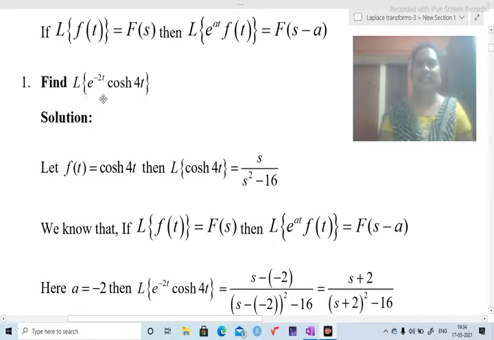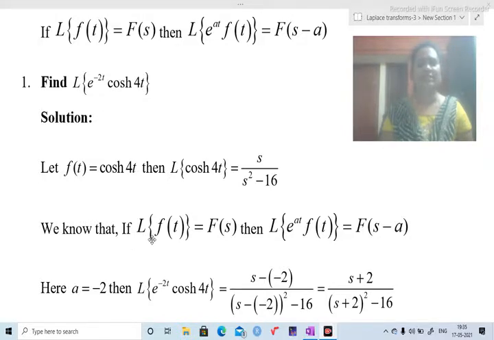First question. Find L of e power minus 2t cosh 4t. Take f of t equal to cosh 4t. We know that Laplace transform of cosh at is equal to s by s square minus a square. Here a equal to 4, that means a square is 16. Therefore, Laplace transform of cosh 4t equal to s by s square minus 16.